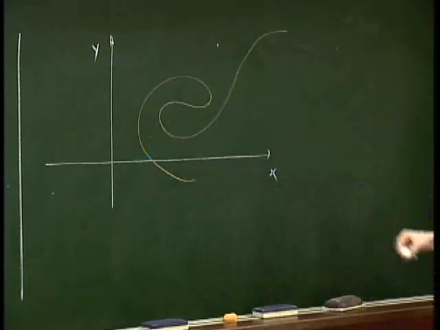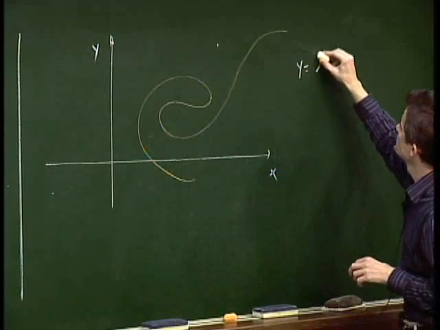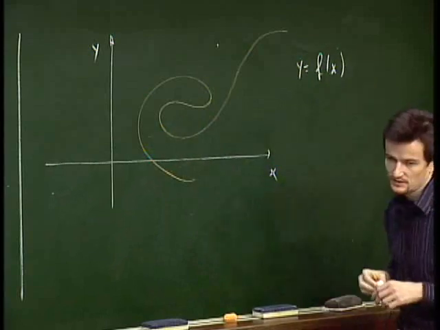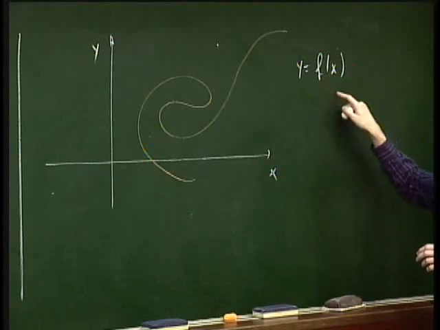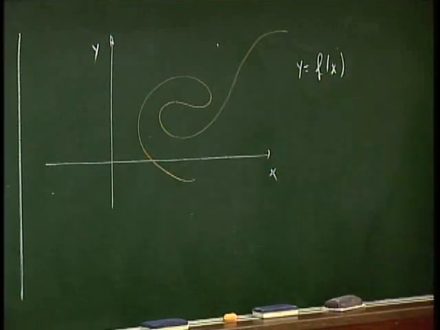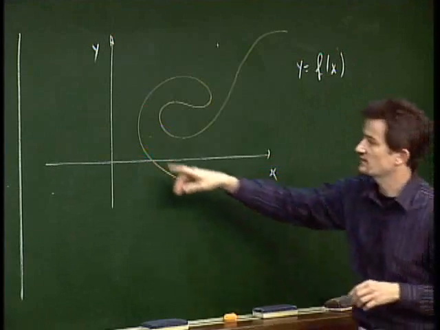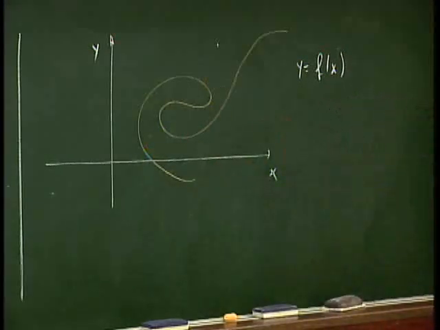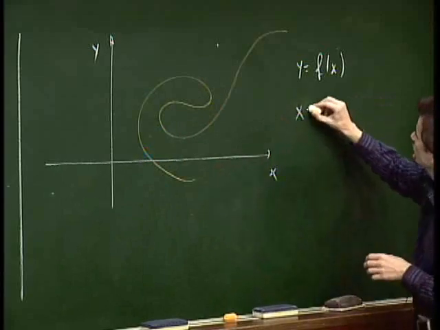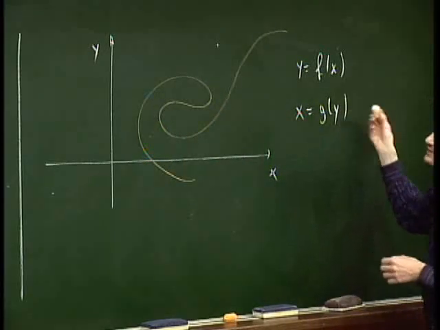So if we only accept functions which are expressed by y is equal to some expression in x, you will not be able to describe such a curve here. If you write a function like this here, you are not able to do this, okay?